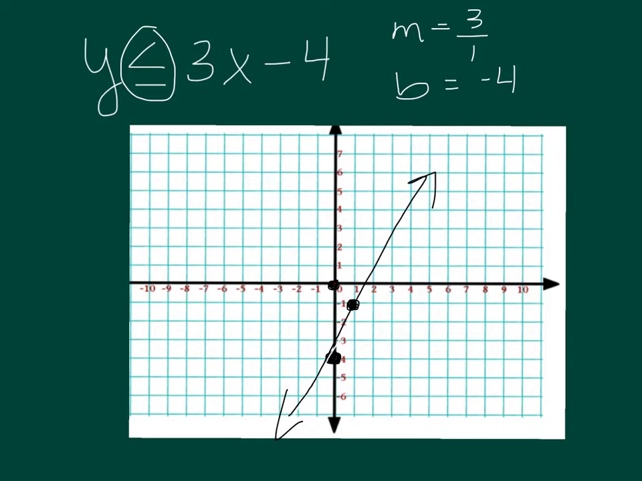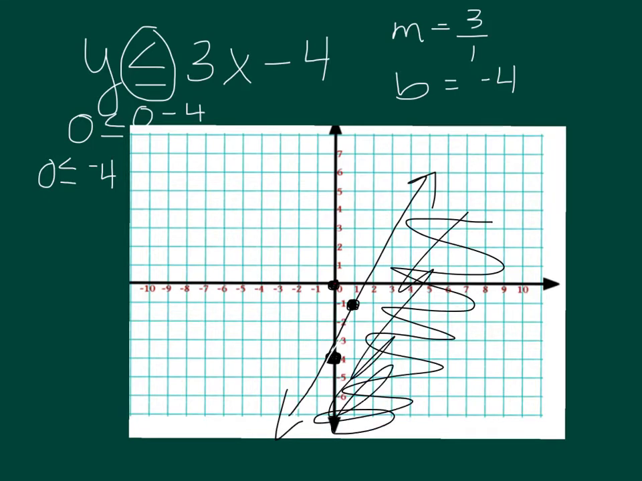And what you're going to do is plug in 0 for x and 0 for y and solve it. So if y is equal to 0, now you have 0 is less than or equal to 3 times 0, which is just 0, minus 4. So 0 is less than or equal to negative 4. Okay? And 0 is not less than or equal to negative 4, so that's not true. So that means we cannot shade on this side. We have to shade on the side of the line that is true. So we're just going to shade in this side of the line. And there's your graph for the inequality.